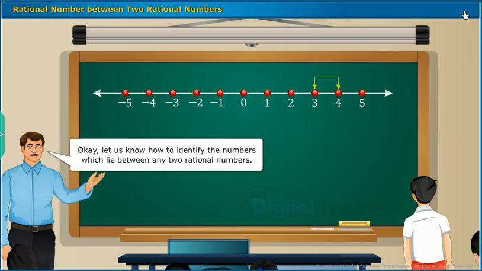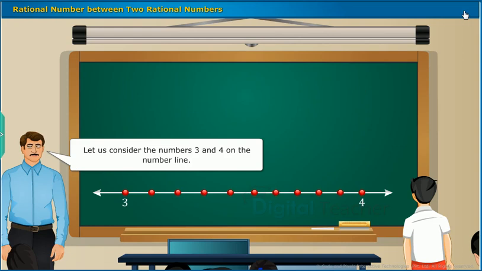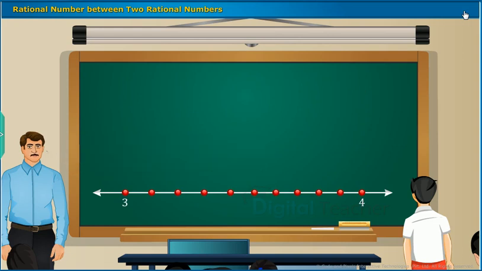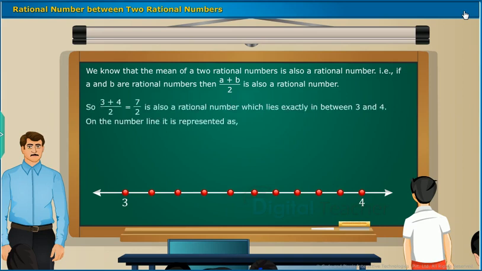Okay. Let us know how to identify the numbers which lie between any two rational numbers. Let us consider the numbers 3 and 4 on the number line. We know that the mean of two rational numbers is also a rational number. That is, if a and b are rational numbers, then (a plus b) by 2 is also a rational number. So (3 plus 4) by 2, which is equal to 7 by 2, is also a rational number which lies exactly in between 3 and 4.